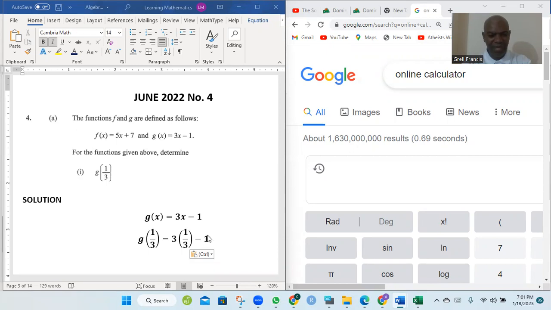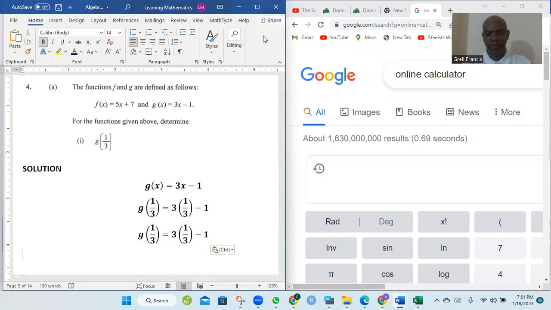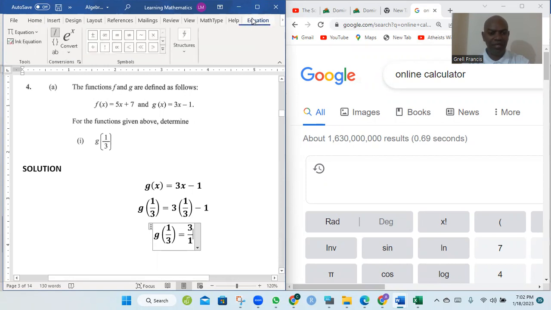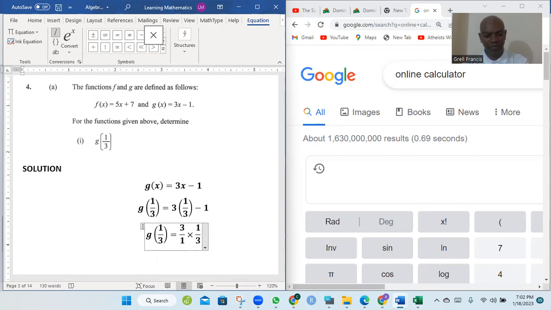Three times 1/3 minus 1 can be done mentally. We have to analyze what is 3 times 1/3. Now 3 can be written as 3 over 1. So that's 3 over 1 times 1/3. So that's what 3 times 1/3 means. It means 3 over 1 times 1 over 3. And then we have to minus 1.